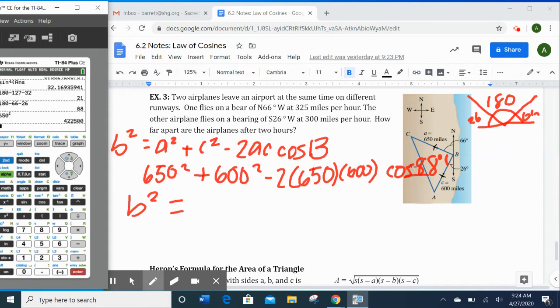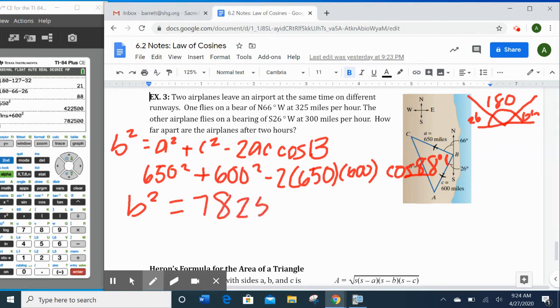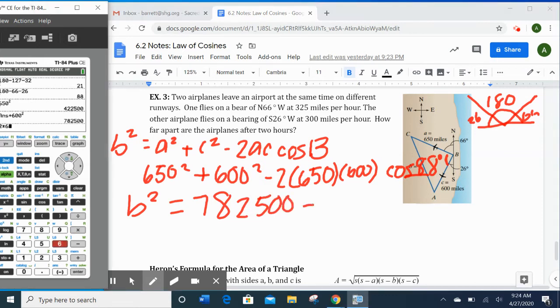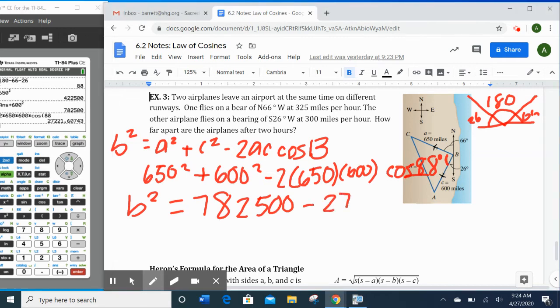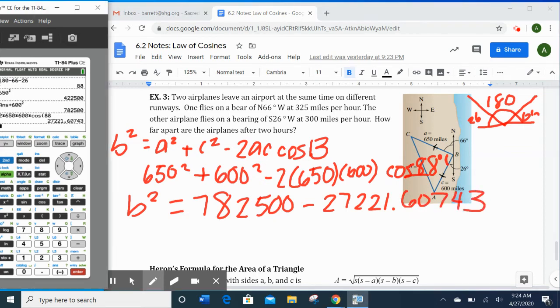So 650 squared plus 600 squared is 782,500. And then 2 times 650 times 600 times cosine of 88 is 27221.60743. So I don't know if that's round or not. So I'm going to say minus answer and get that number, and that's B squared.